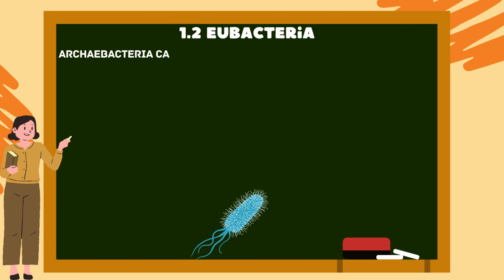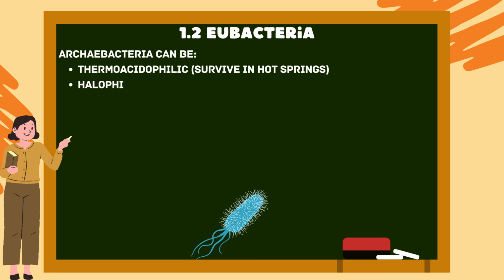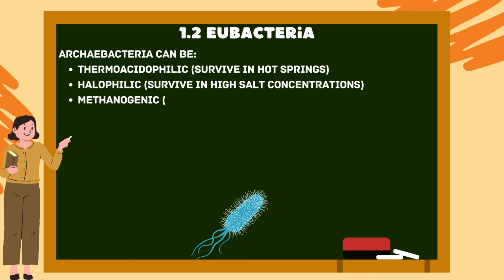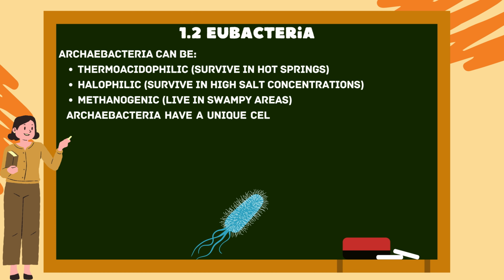Eubacteria. They are called true bacteria. They are characterized by the presence of a motile flagellum and a rigid cell wall. They contain cyanobacteria. They are similar to plants as they contain chlorophyll. For this reason, they are called photosynthetic autotrophs.